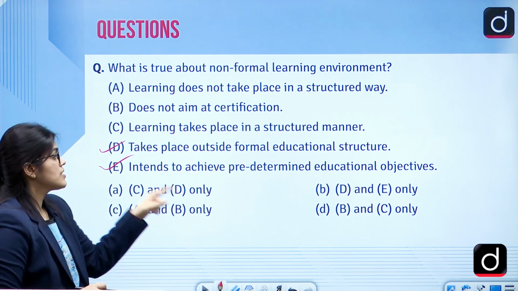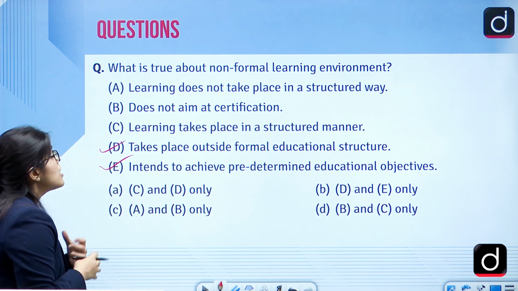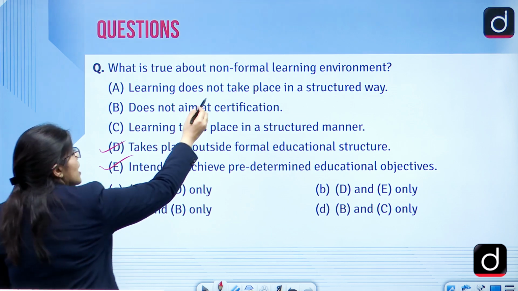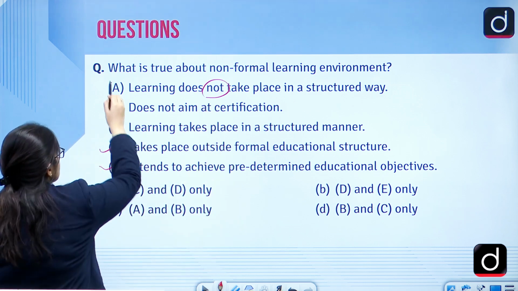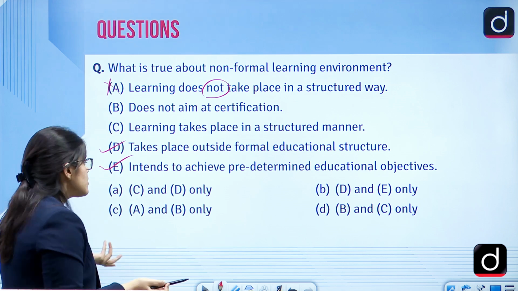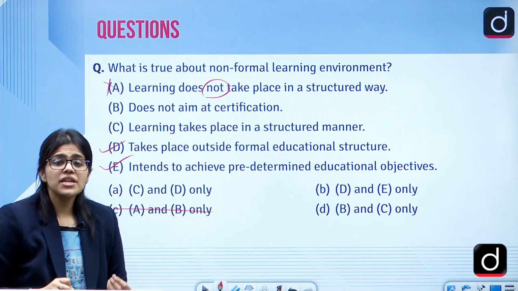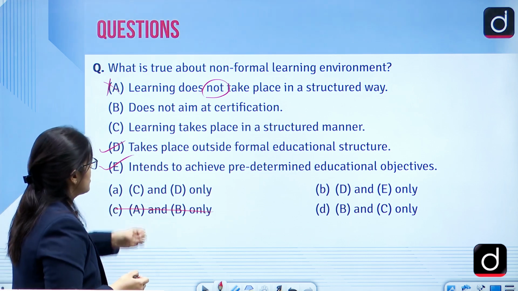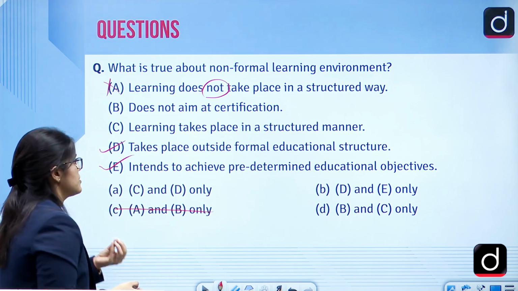The answer was B, that is D and E, because in non-formal education, learning does not take place in a structured way, right? Sometimes it is structured and sometimes it is not. So A is not the right option. So wherever you see A, you can strike it down. That does not aim at certification. It actually aims at certification. So it is less structured and it aims for other certification and other value education that you have.